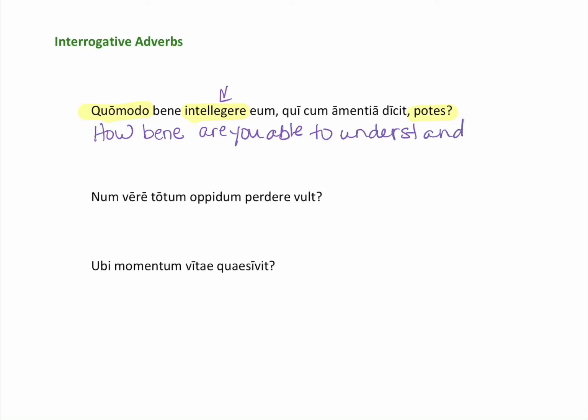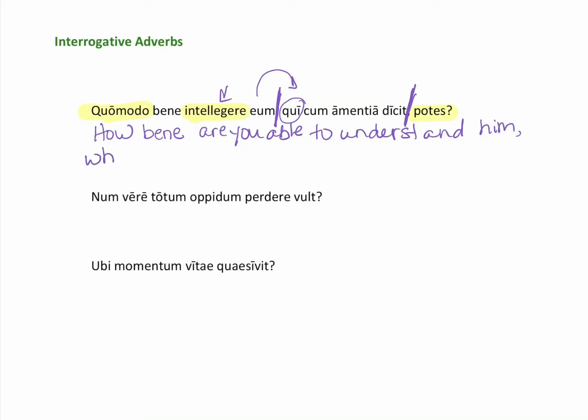Oh, last word in the phrase before we go. How well are you able to understand him? Him. All right. So we have a relative pronoun. We know that qui quae quod takes the nominative because him, remember, replaces that. That's the antecedent. How well are you able to understand him?